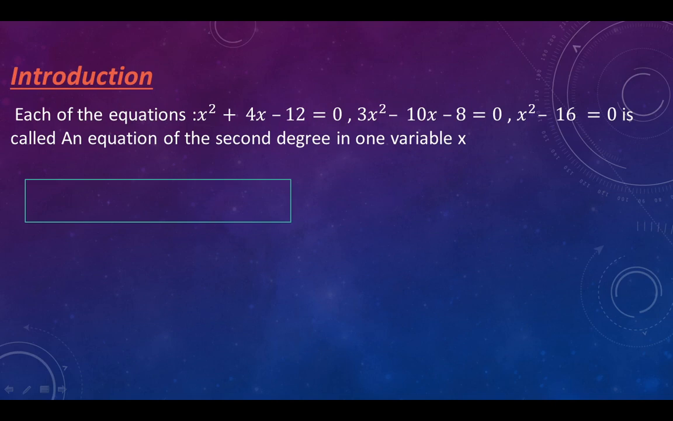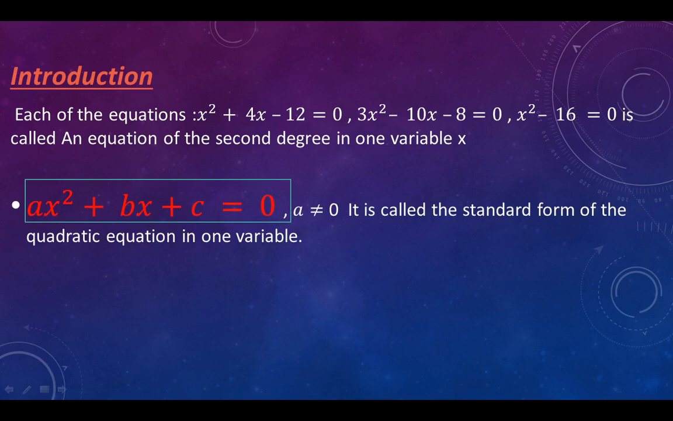The standard form of the quadratic equation is ax power of 2 plus bx plus c equals 0. This is the standard form of the quadratic equation. You have to memorize it very well. Ax power of 2, where a is the coefficient of x power of 2, b is the coefficient of x, c is the absolute term, or the term free of x.